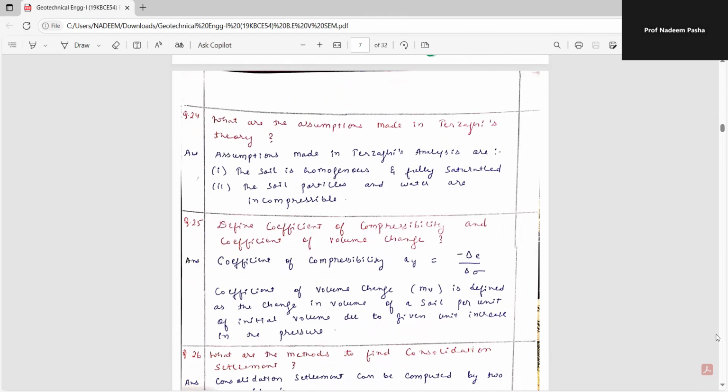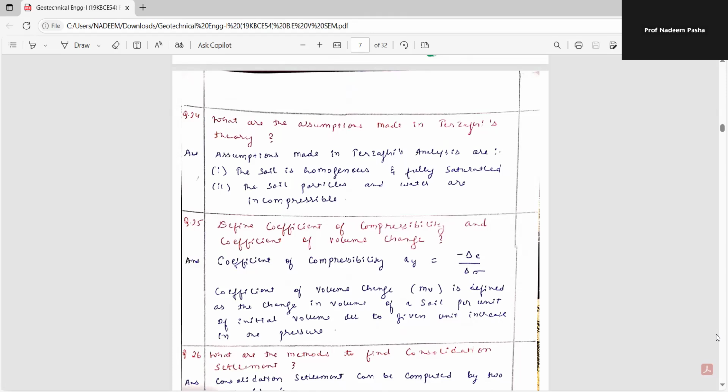What are the assumptions made in Terzaghi's theory? The assumptions are that the soil is homogeneous and fully saturated, and the soil particles and water are incompressible. Coefficient of compressibility av is equal to minus delta e by delta sigma, whereas coefficient of volume change mv is defined as the change in volume of soil per unit of initial volume due to a given unit increase in the pressure.